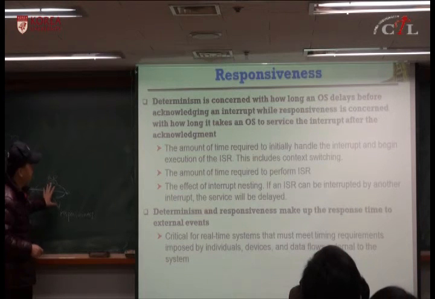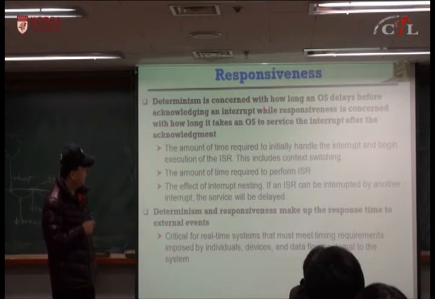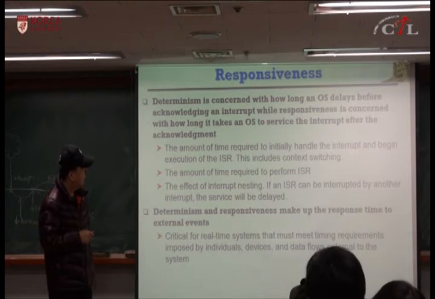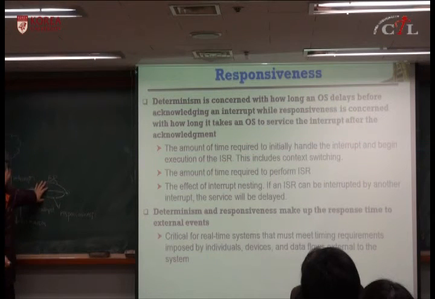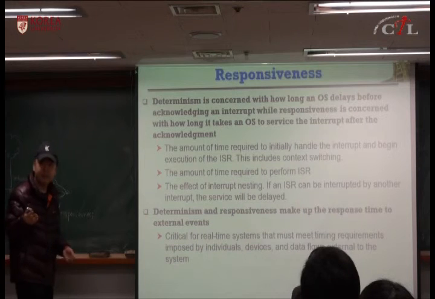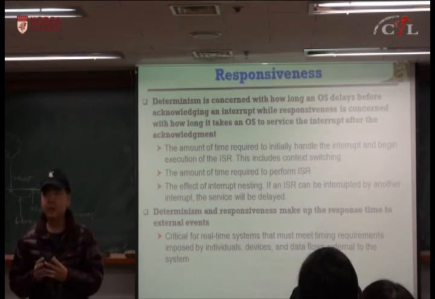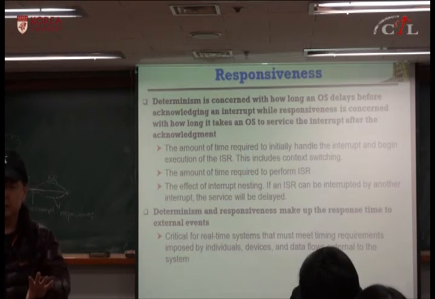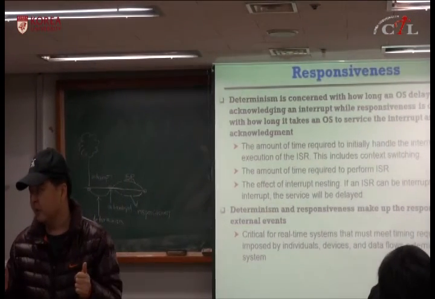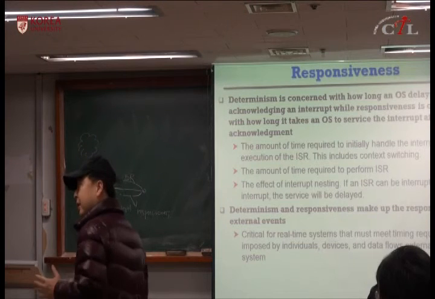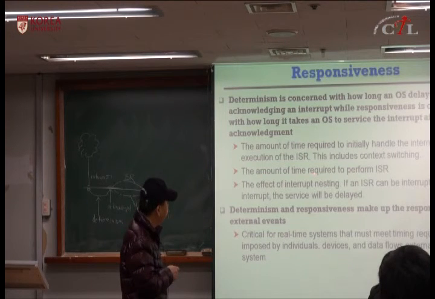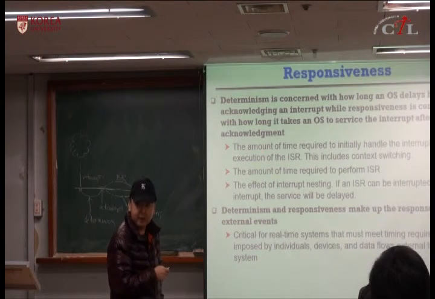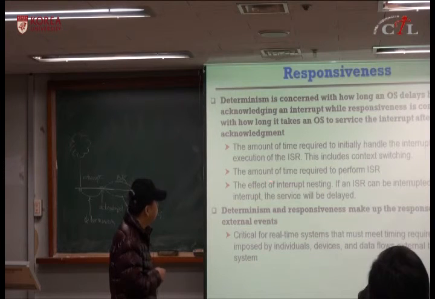And to handle this interrupt, sometimes the amount of time is required to initially handle the interrupt and begin execution of the ISR. Before you handle the interrupt, sometimes you have to do context switching, right? So this includes context switching time. Maybe in a multi-threaded processor, as I mentioned, nowadays commercial processors can be multi-threaded with SMT, simultaneous multi-threading. There are multiple register files. Then the context switch time can be reduced. In that case, you can reduce this delay also, right? But if it's not a multi-threaded processor, then this might include this context switching delay and actual time required to perform the interrupt service routine, to handle this event. And if you allow interrupt nesting, this can also be delayed.